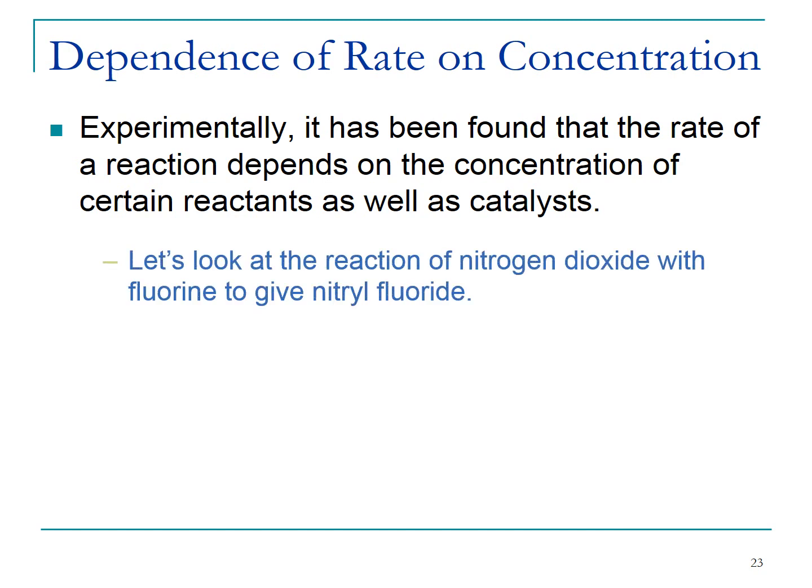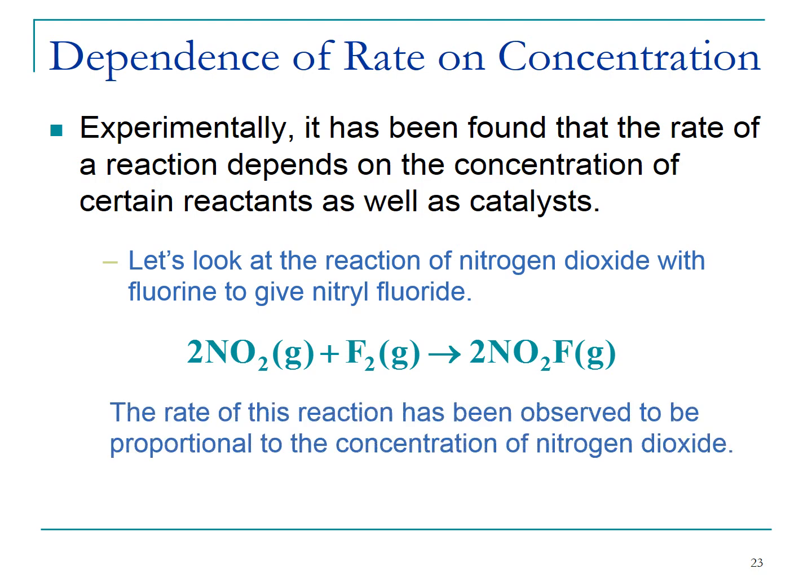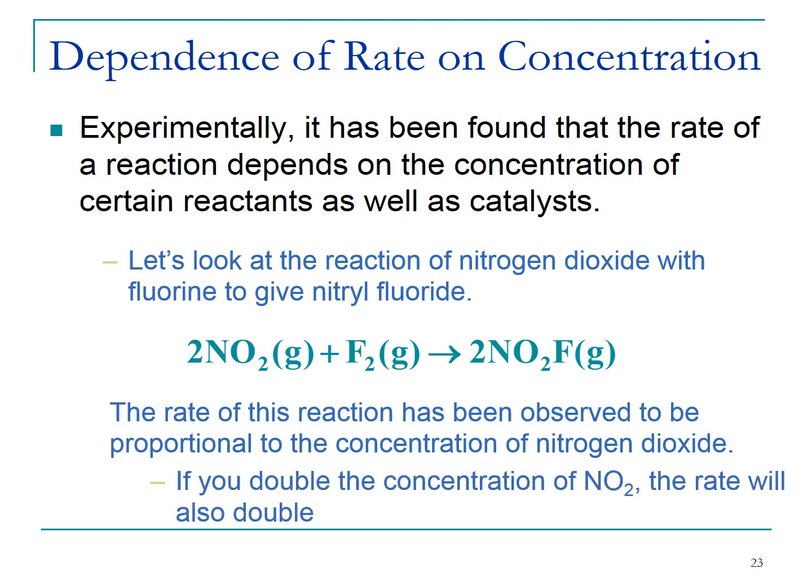So let's look at the reaction of nitrogen dioxide with fluorine to give nitryl fluoride. All right. So it turns out that if you run this experimentally, again, you can't tell what the rate is by just looking at a reaction, and we'll find out more about that at the end of this chapter. But it turns out that the rate of the reaction is proportional to the concentration of the NO2. If you double the concentration of the NO2, the rate will also double. This sort of makes sense. You double the NO2, the rate doubles.